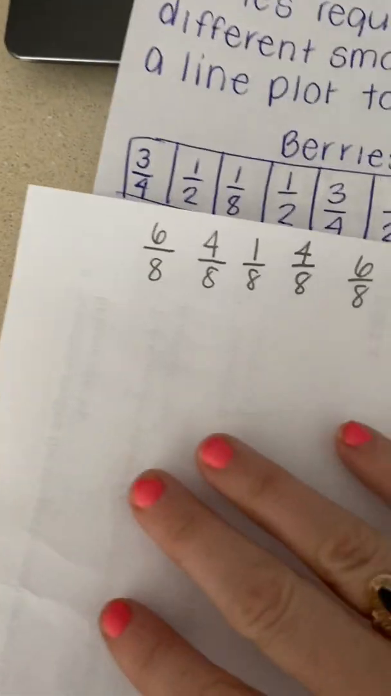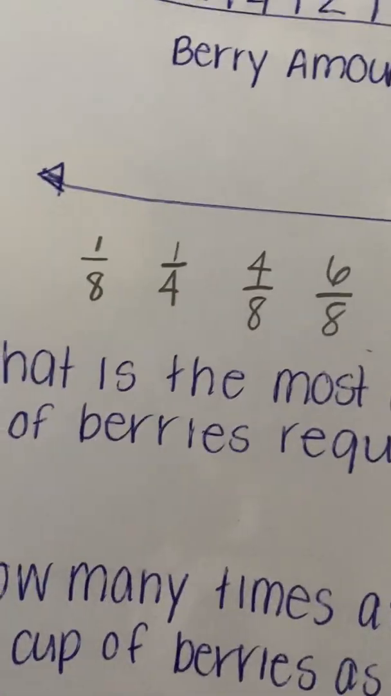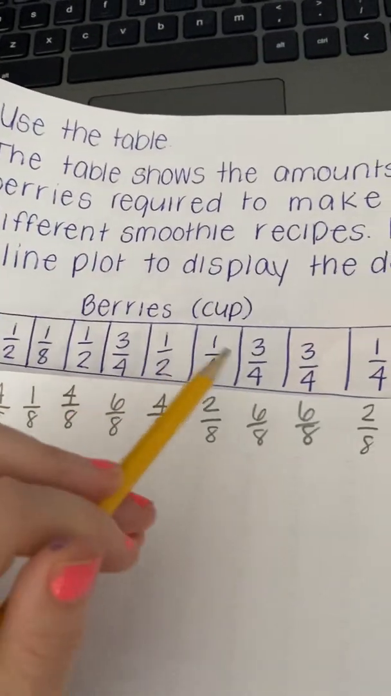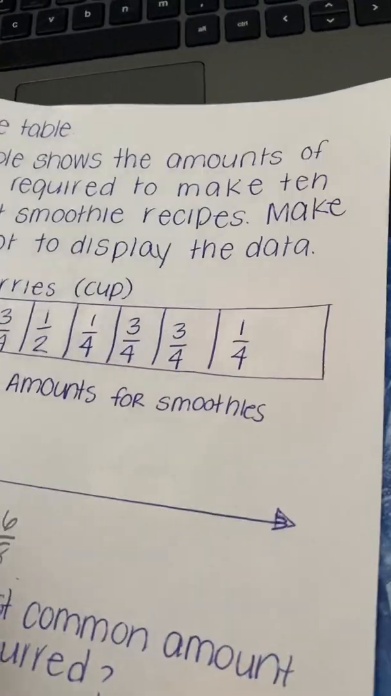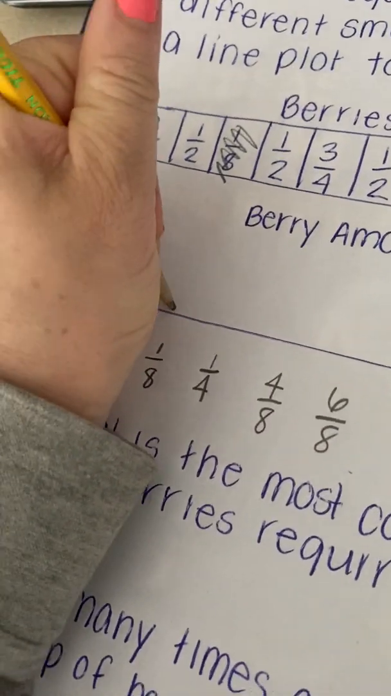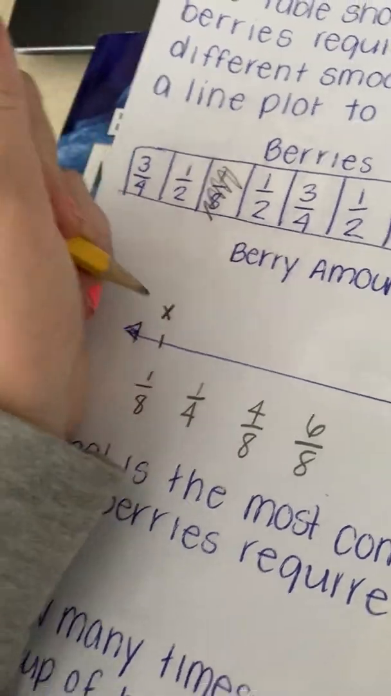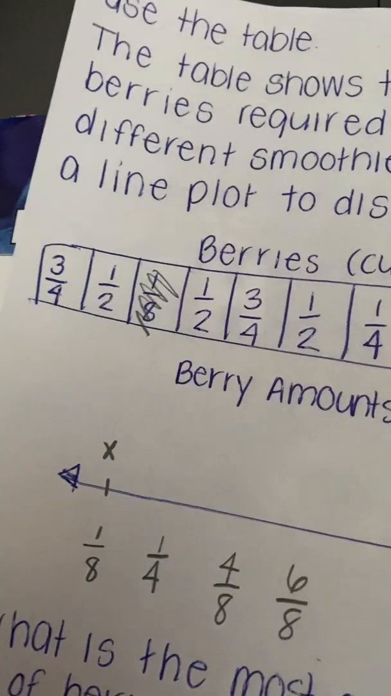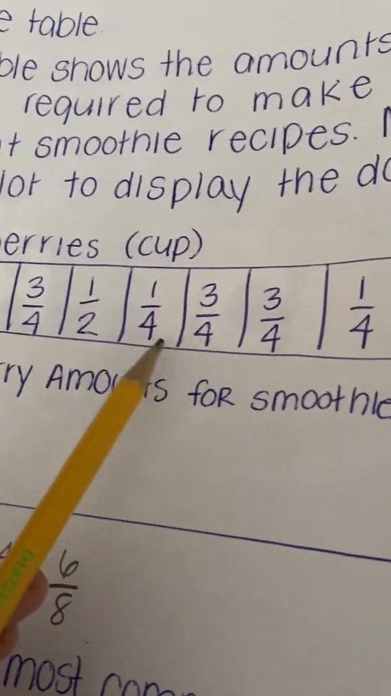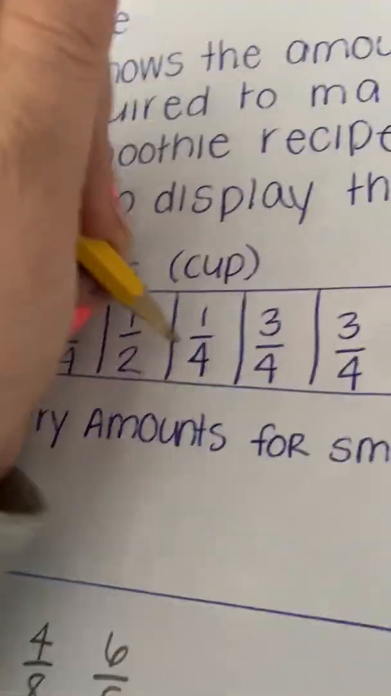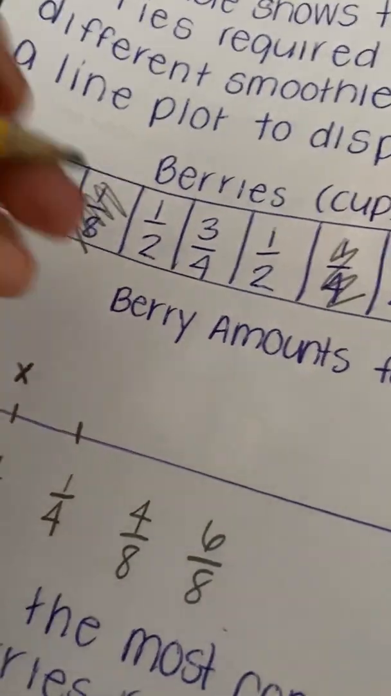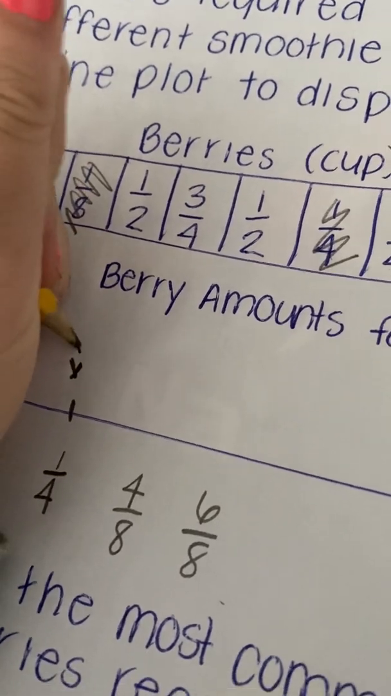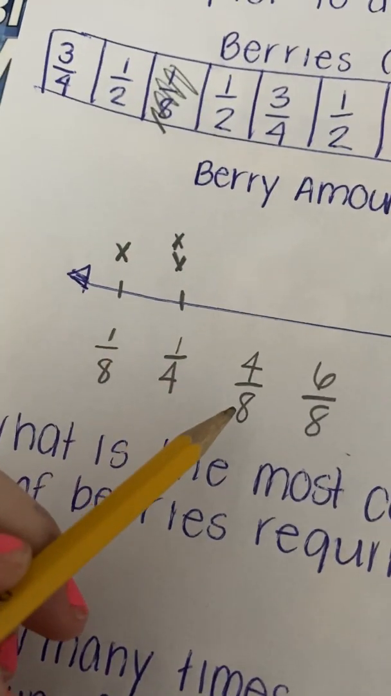So my smallest is 1/8. How many 1/8 do I have? If I look through my line plot, all my data, I only have one 1/8. So for 1/8, I'm going to put an X on top. My next would be 1/4. How many 1/4 do I have? I have 1, 2. So I'm just going to cross these out. So over 1/4, I'm going to put 2 X's. Next would be 4/8.